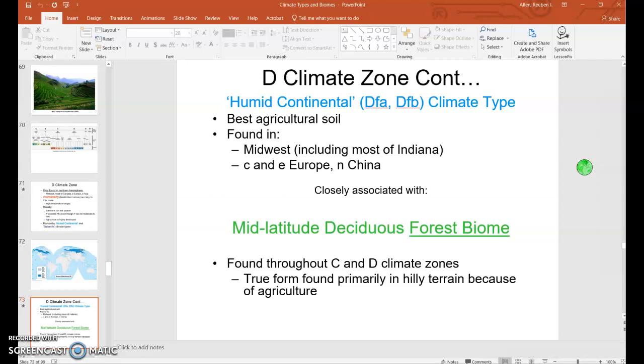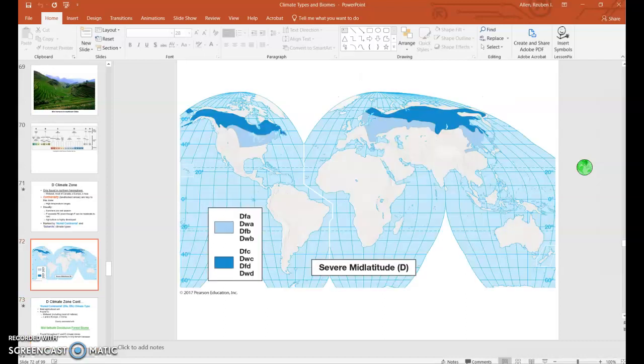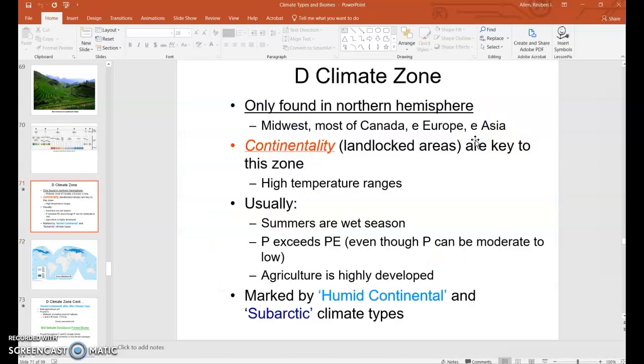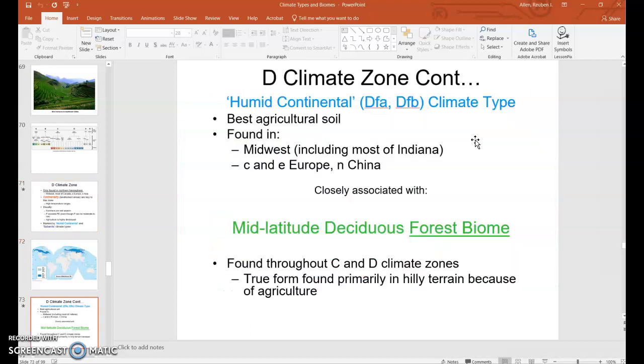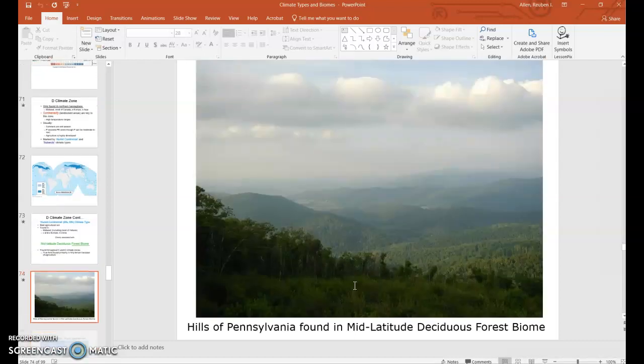So this applies to the Midwest, the northern two-thirds of Indiana, Central and Eastern Europe, northeastern China. So going back to the map here, here's Central and Eastern Europe, much of it dedicated to agriculture. Here in northeastern China, for example, Manchuria, much of it is dedicated to mainstream agriculture as well.